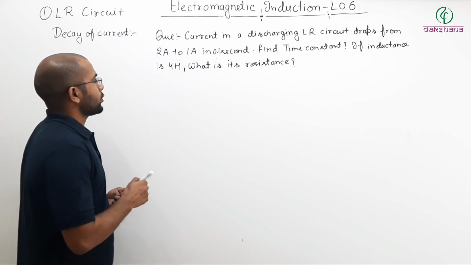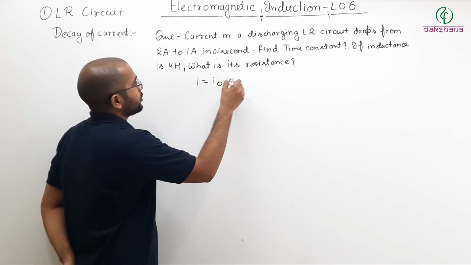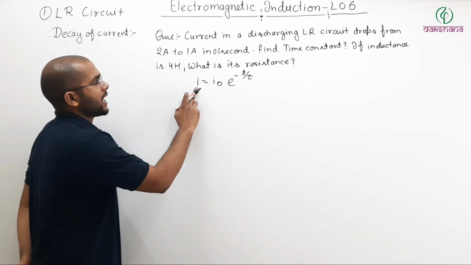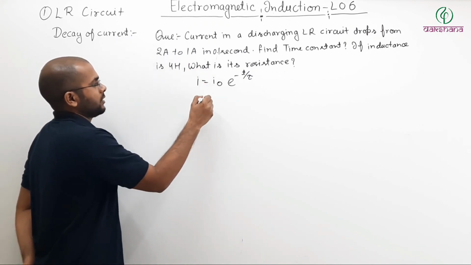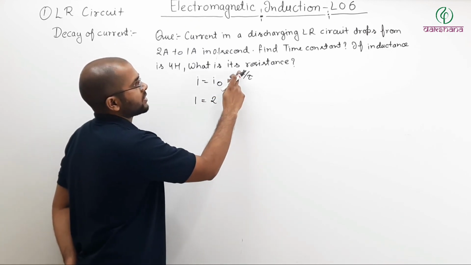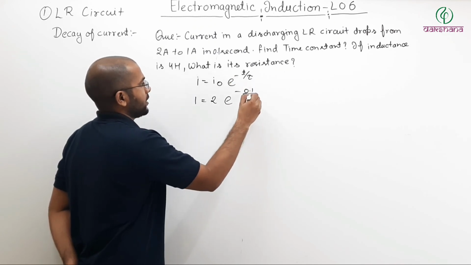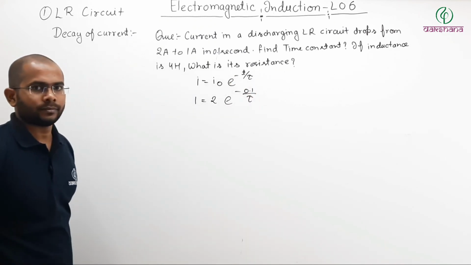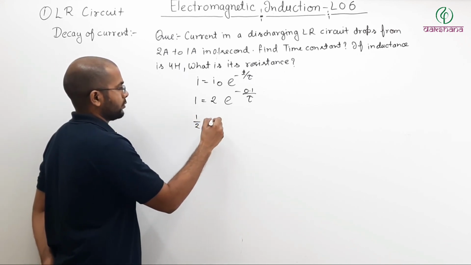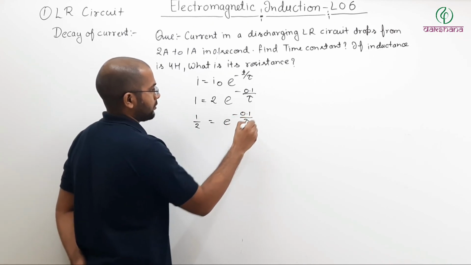Okay. So what is our formula? The formula is I equals I naught e to the power minus of t divided by tau. What is I? Final current 1 ampere. What is I naught? 2 ampere. e to the power minus, what is time? Time is 0.1 second divided by tau. So this is 1 divided by 2. So 1 by 2 equals e to the power minus 0.1 divided by tau.